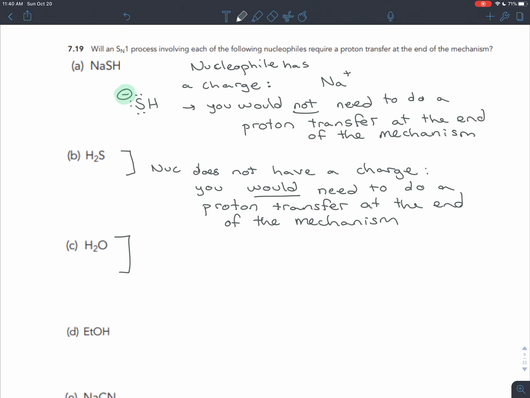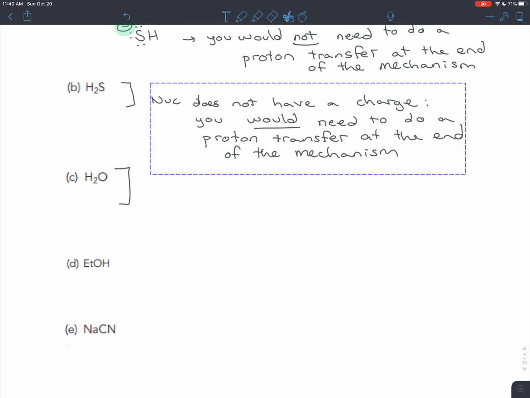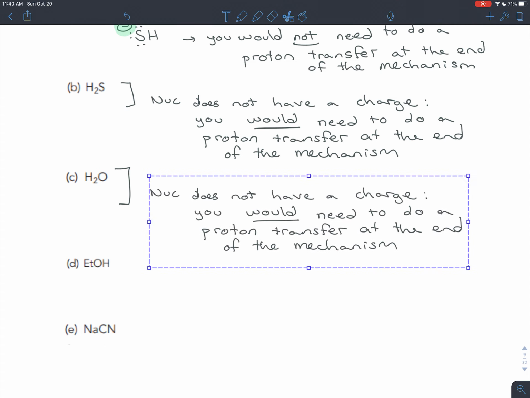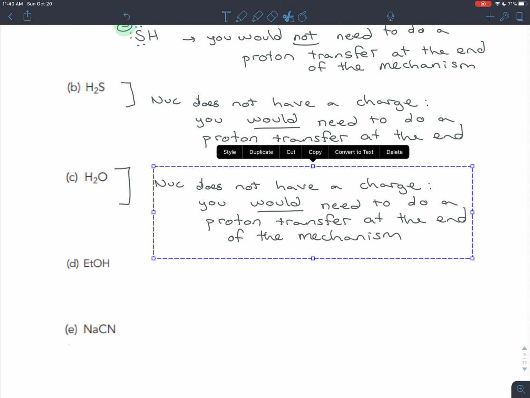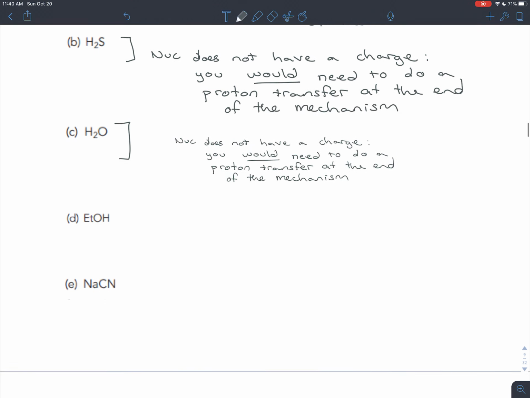Similarly here, water, there's no full charge there. You have two nonmetals, so there's no full negative charge on that nucleophile. And so you would say this nucleophile does not have a full charge, therefore you would need to do a proton transfer at the end of the mechanism for that one.